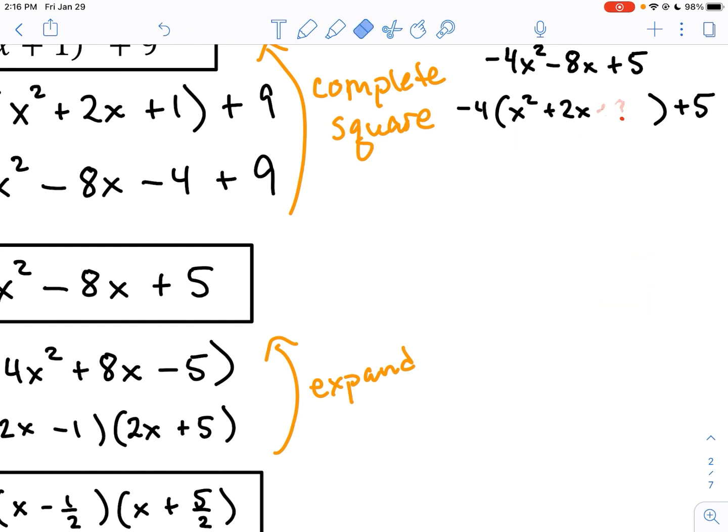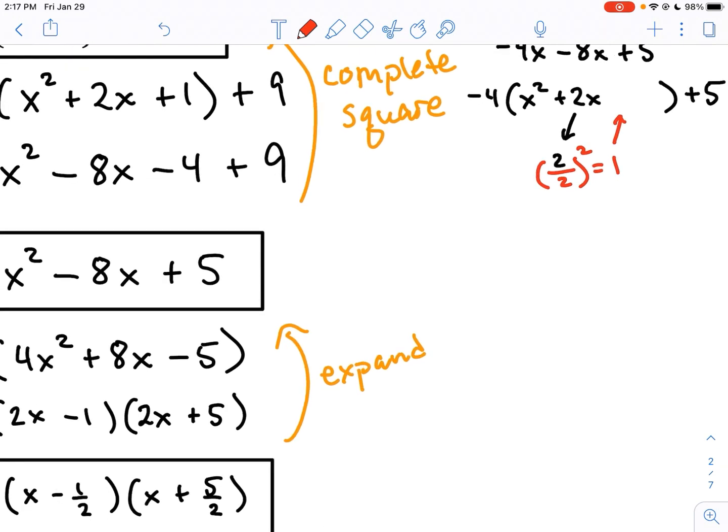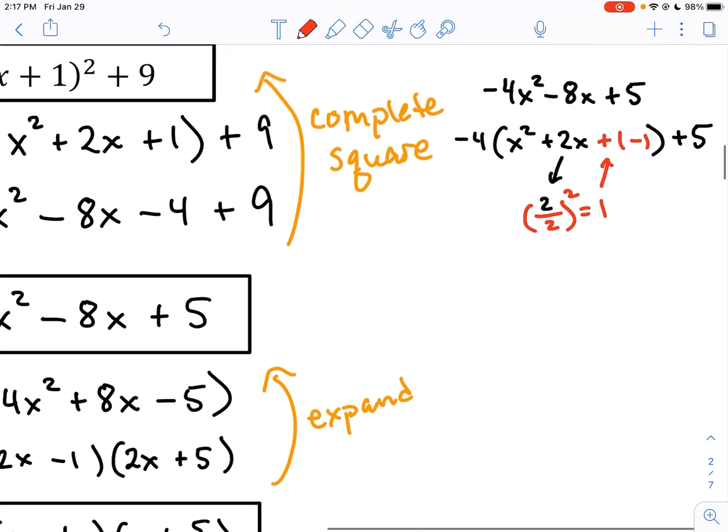So in order to figure out what number we need to put right there, we take that 2, divide it by 2, and then square the result. A lot of 2's there, and that result will give you a 1. This is the number that you need to add and subtract. If you just add it, then you've changed things. But if you add it and then remove it, then you haven't changed your function. So you need to add and subtract it. It's like adding 0 to your function.